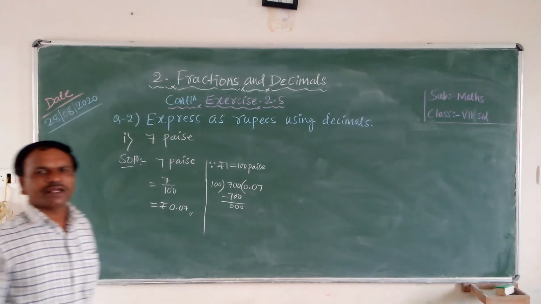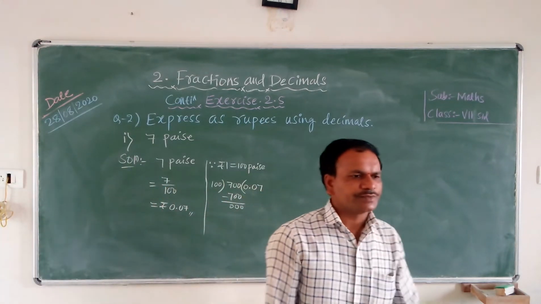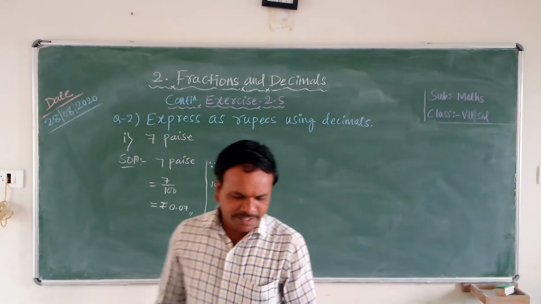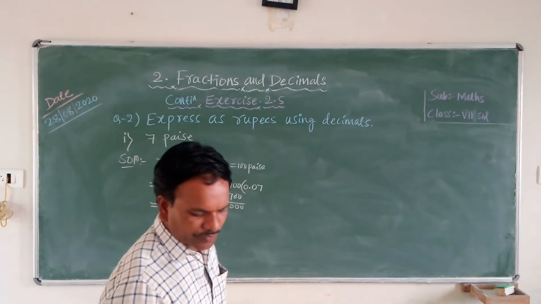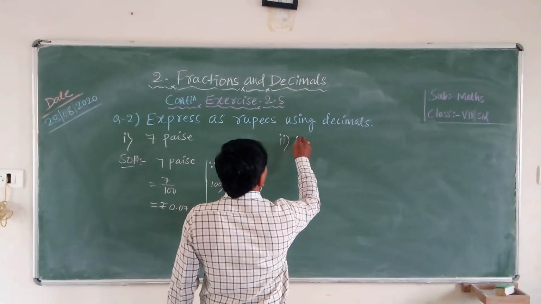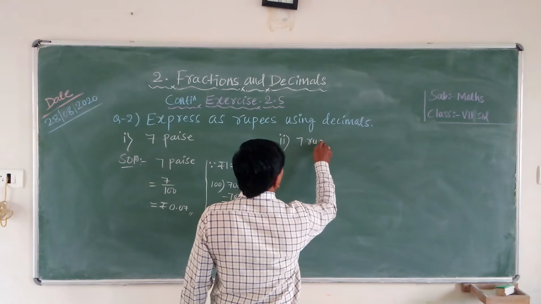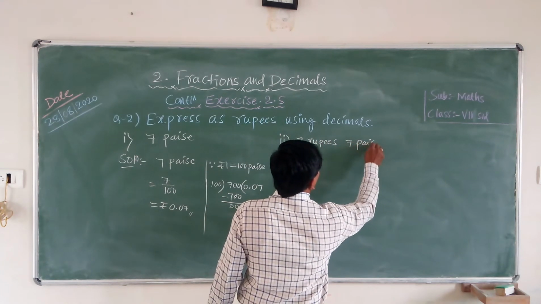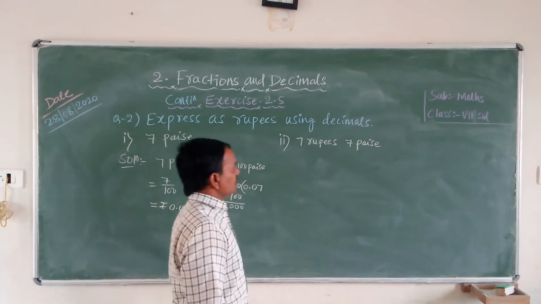Like this you have to do, my dear students. Have you understood? Yes, this is a very important question. The second one is 7 rupees 7 paise.